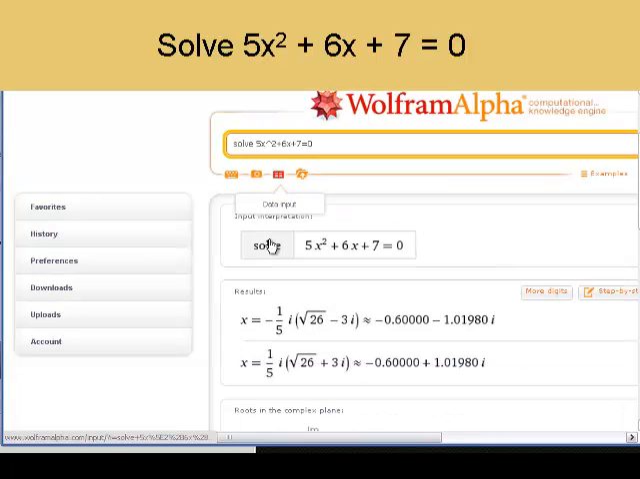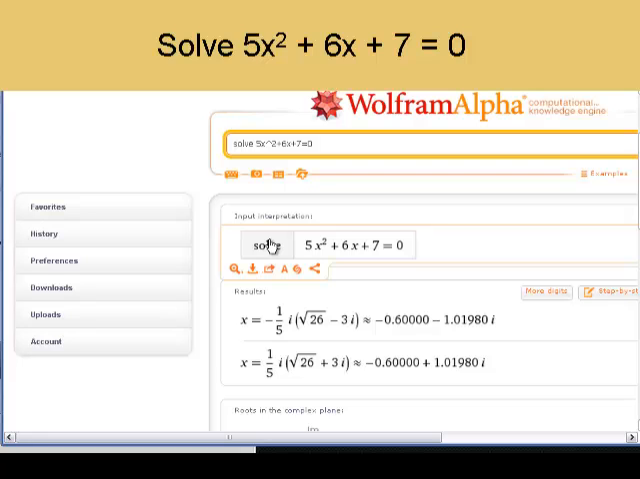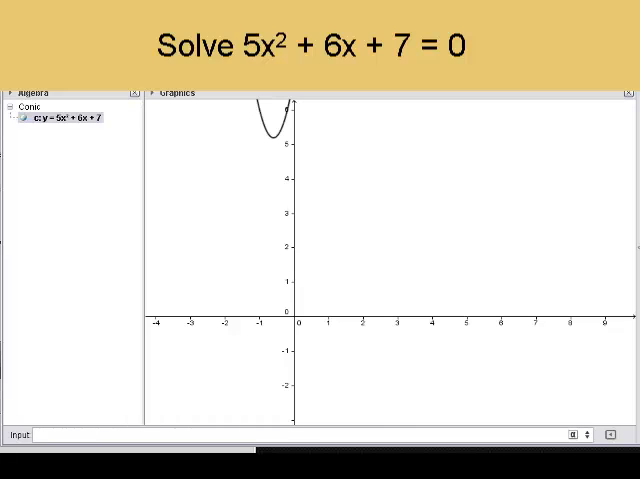Notice the solutions for x show a letter I in there. The I stands for the square root of -1 and represents an imaginary number. I'm in GeoGebra right now, and I'm using it to graph the parabola. Notice that the parabola does not cross the x-axis. That is why we have no solution.